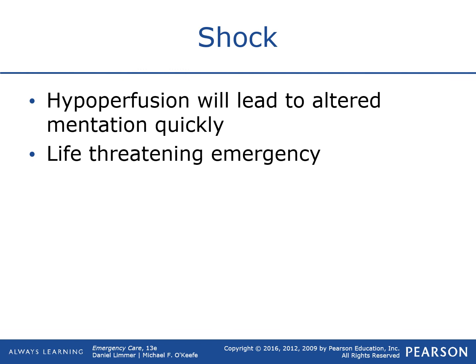So shock is another cause of altered mentation. It's because it's hypoperfusion, which means that the brain's not getting enough oxygen, and so it's not going to function properly. We have talked about shock over and over again, so I'm not going to spend any time on that today. If you need to review shock, there are plenty of other presentations where we discuss shock.